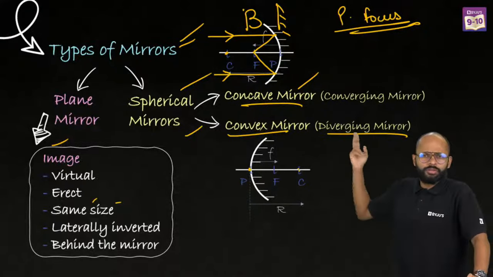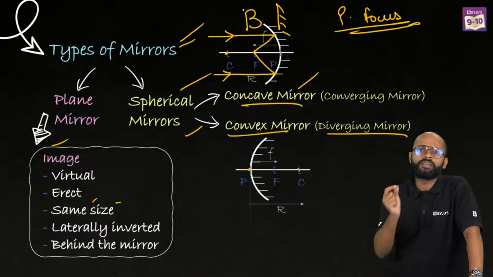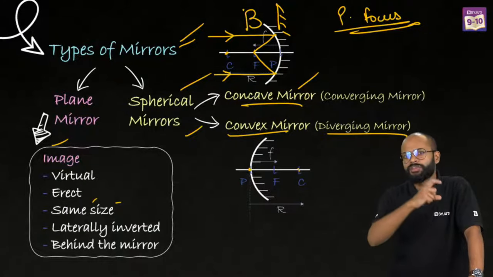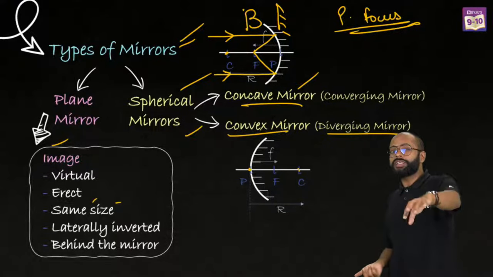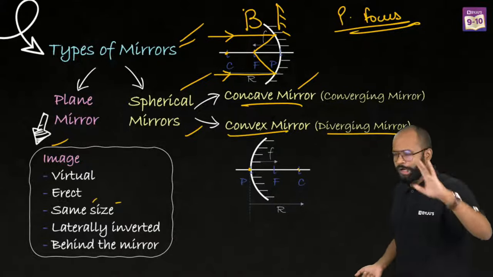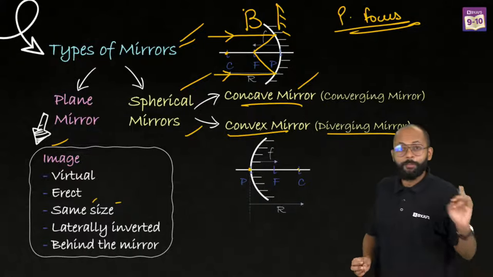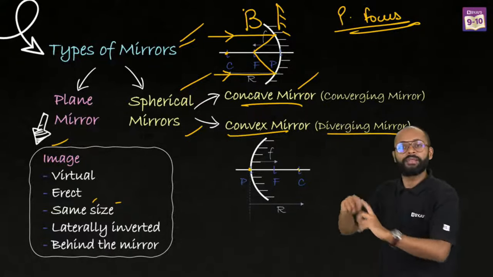All right, now what is focus? I just told you, two parallel rays of light which are moving parallel to principal axis, they fall on the mirror and get focused on a point, that is called as focus. In concave they actually meet, in convex they don't meet, but we trace them behind the mirror.